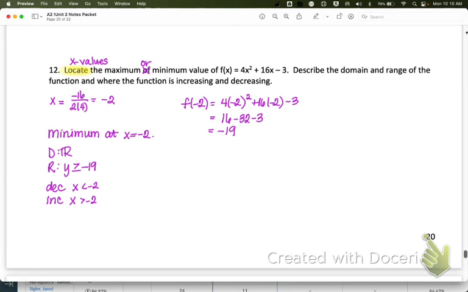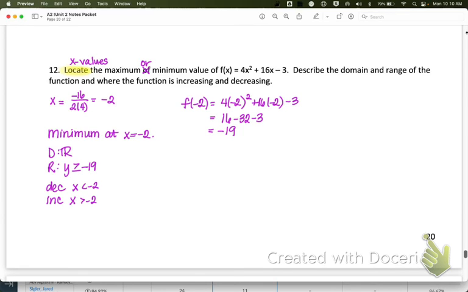Now, if it asked for what it was, we would say there is a minimum value of f of x equals -19, but that's not what it asked. It just wanted to know, where is it? It happens at x equals -2. Now, we did need that function value to be able to figure out the range. So that's why I did f of -2, which is -19. So the vertex is -2, -19. I needed that to be able to figure out the range. And so that's how we get the rest of that information.